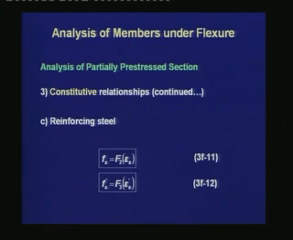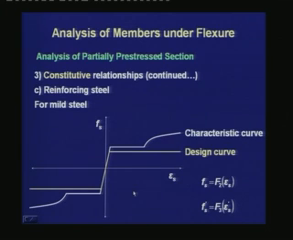The third constitutive relationship is for the reinforcing steel of the 2 layers. The equation for the bottom layer near the tension face is represented as fs is equal to function F2 of the strain epsilon s, and the stress in the steel near the compression face, fs prime, is equal to F3 of the strain epsilon s prime. Both the functions F2 and F3 are the same if we are using the same grade of steel for the bottom steel and the top steel.